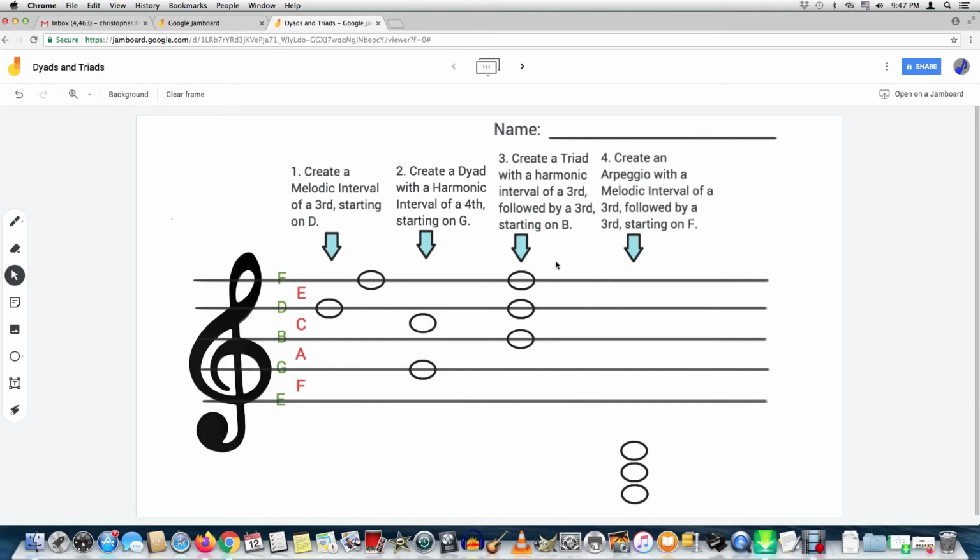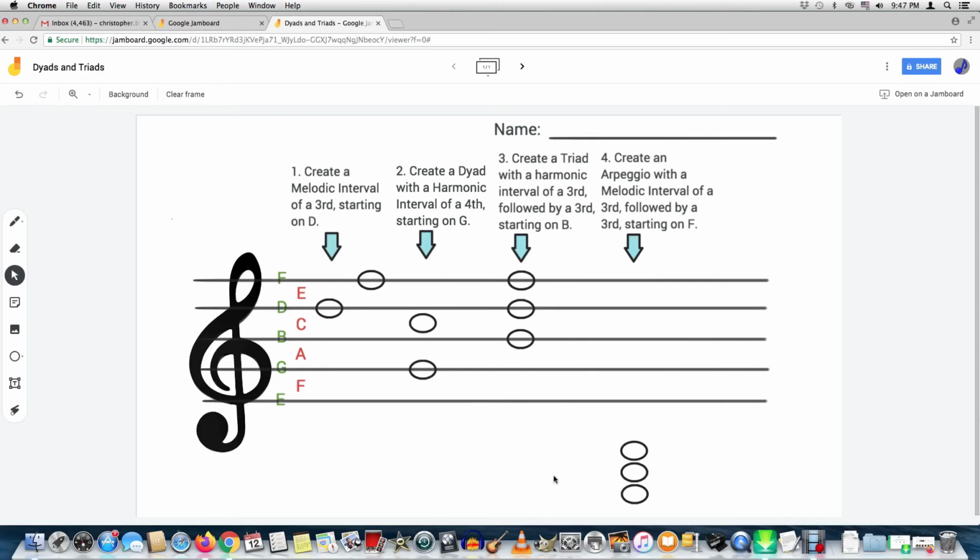And if you're really paying attention, you'll notice that there's another harmonic interval built into this triad. If you count from the first note up to the third note, 1, 2, 3, 4, 5. That's a harmonic interval of a fifth. From B to F, that's a fifth. So we have a third, followed by a third, and you would think that would add up to 6, but it actually, in this case, adds up to a fifth.